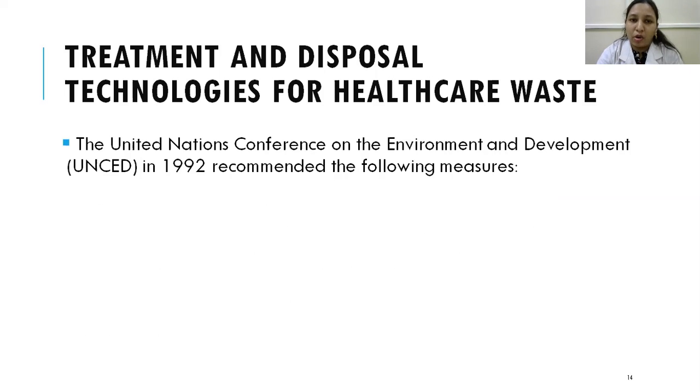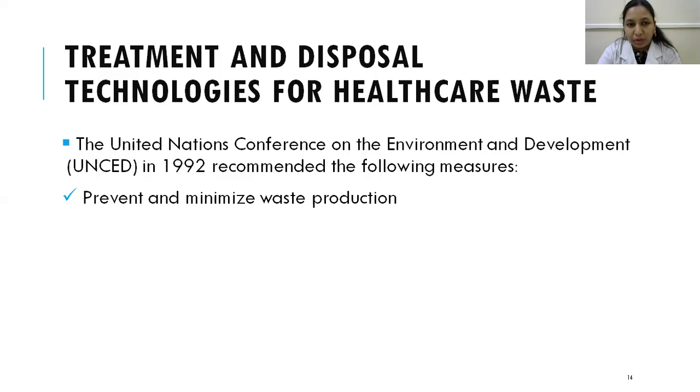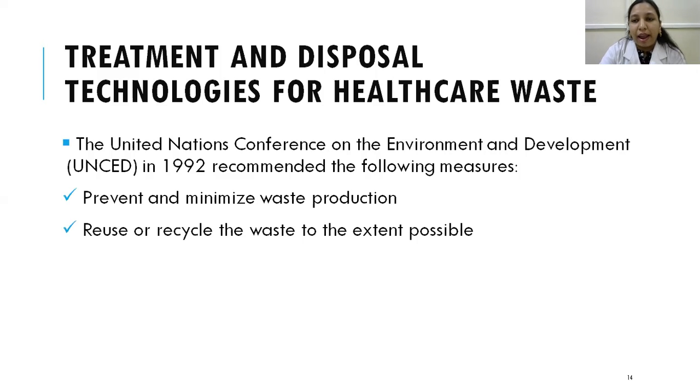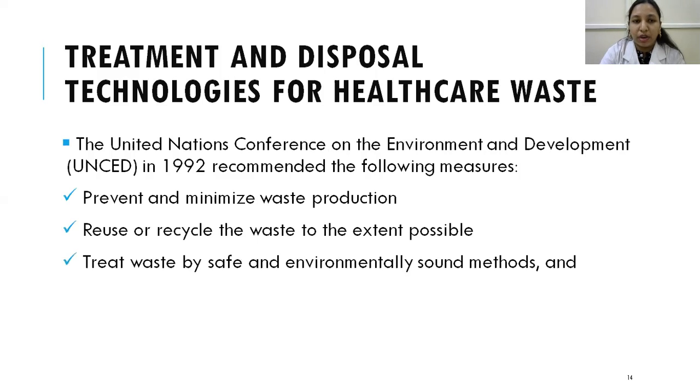There was a conference on environment and development by the United Nations in 1992, which recommended the following measures. First one is prevent and minimize waste production. First of all, we must try to minimize the waste production to as small an extent as possible, and also try to reuse or recycle the waste. Some waste can be recycled as well, and treat waste by safe and environmentally sound methods.